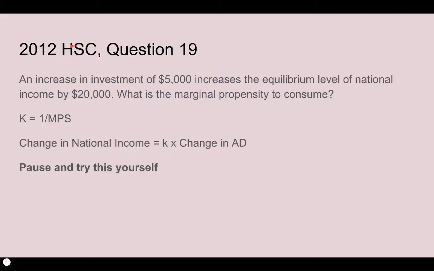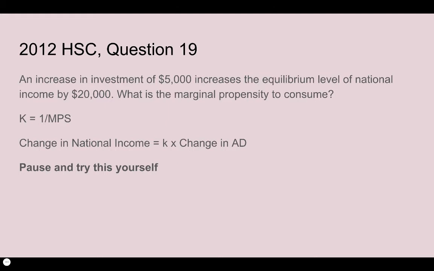So this is a past paper 1, 2012 HSC, question 19, at the end of the multiple choice. An increase in investment of $5,000 increases the equilibrium level of national income by $20,000. What is the marginal propensity to consume? So it's going the other way. It's asking for the MPC. It's given us investment and the change in national income. Those are your two formulas. Hit pause and try this question yourself right now.